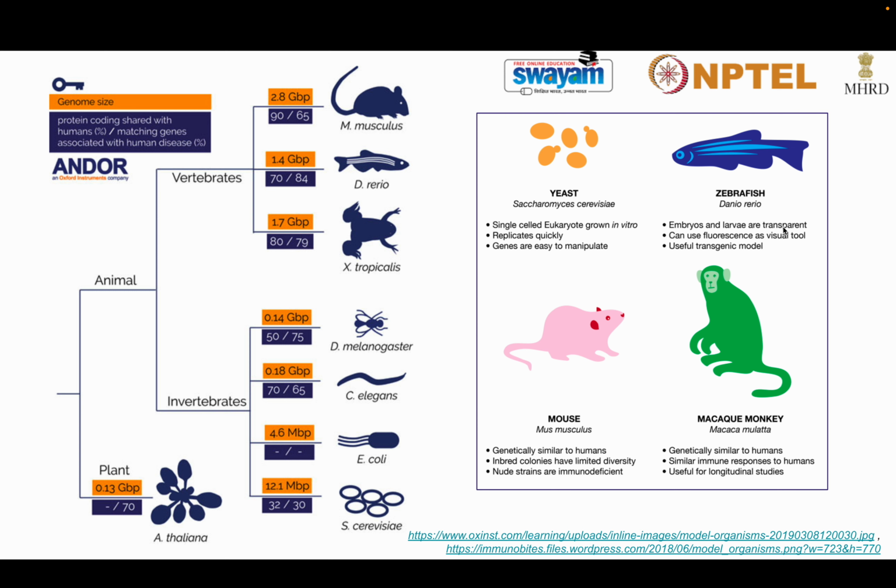So its embryos and larvae are transparent and we can use the fluorescence as a visual tool, and it is also useful for the transgenic models, due to which the zebrafish is selected as the model organism.